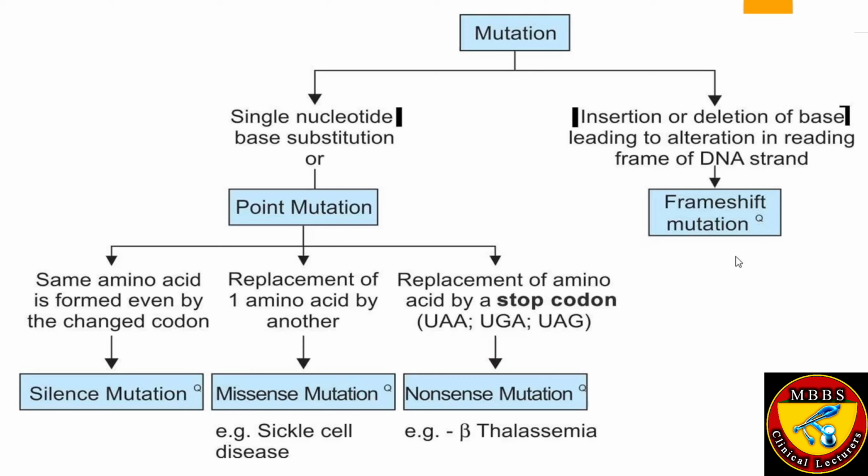As a point mutation, if the same amino acid is formed even with the changed codon, that is called a silent mutation. Or the replacement of one amino acid by another, like a missense mutation in sickle cell, where glutamic acid is replaced by valine. Replacement of an amino acid by a stop codon, that we call UAA, UGA and UAG, is called a nonsense mutation, and that type of mutation usually occurs in beta thalassemia.